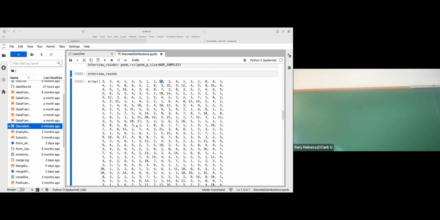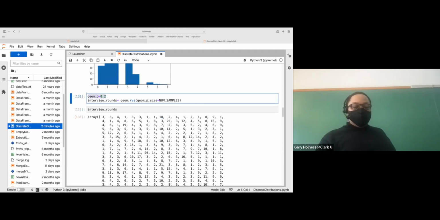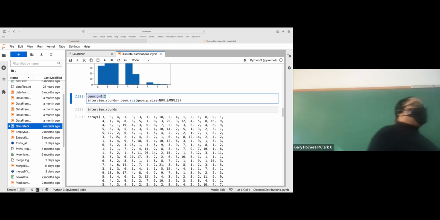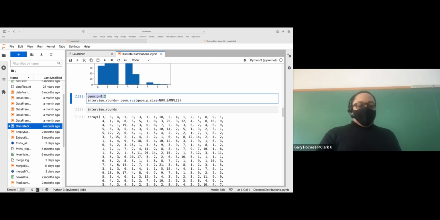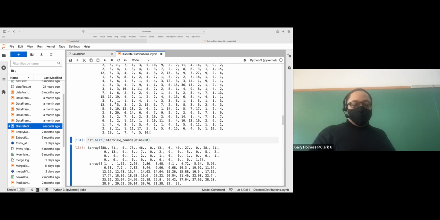But really stressing, and stress it again, that in the real world, for example, you don't get to see geom p equals 0.2. You don't have access to it. And the only reason for showing it to you or having you choose it is to prove to you that what you calculate from the sample really does approximate well what you have floating around in the population that you don't have access to. All right, so that's the geometric sampling, and we'll call that interview rounds.